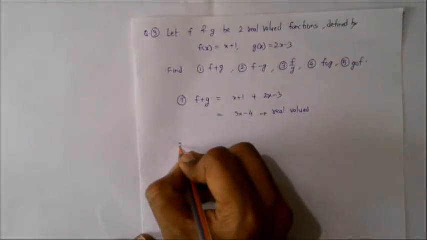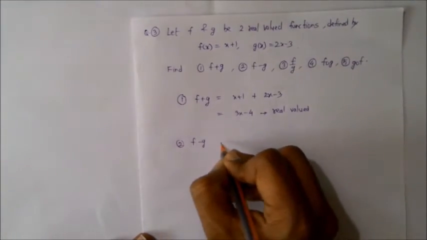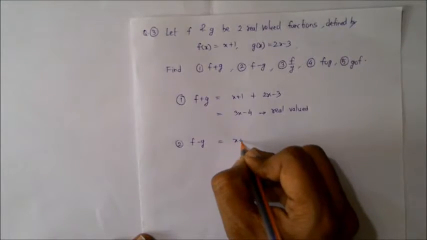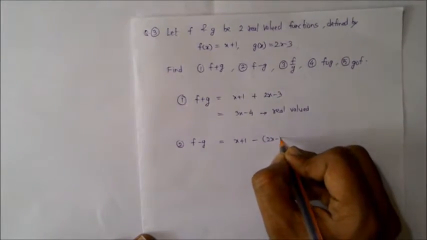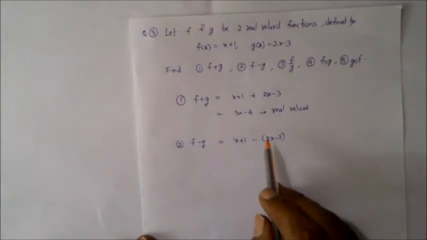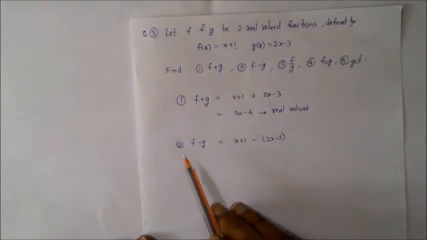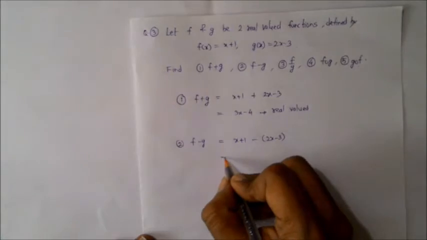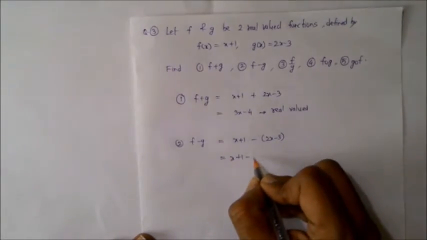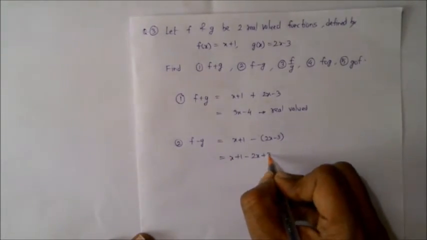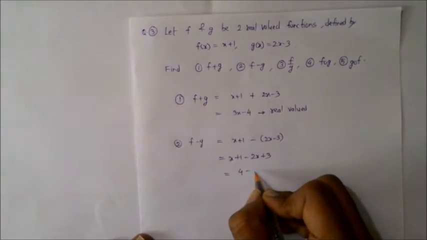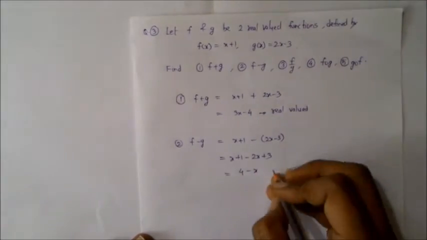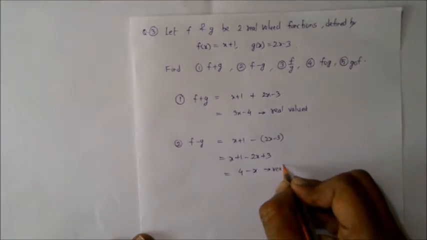Second, f minus g. Now f minus g will be subtraction of x plus 1 and 2x minus 3. So I will subtract 2x minus 3 from x plus 1 because it is f minus g. On opening the bracket, this will be minus 2x plus 3 or 4 minus x. This function is also real valued.